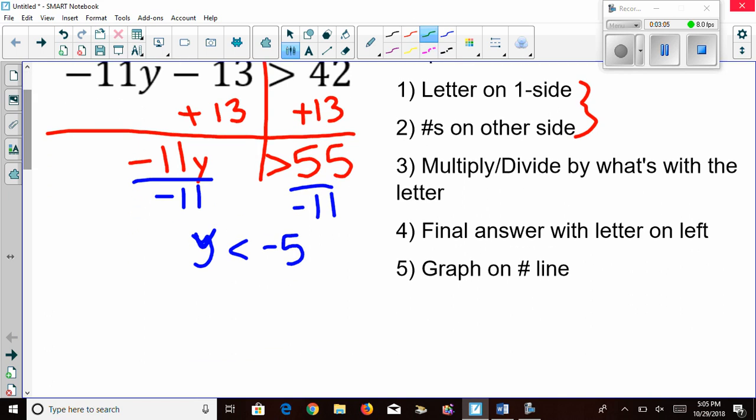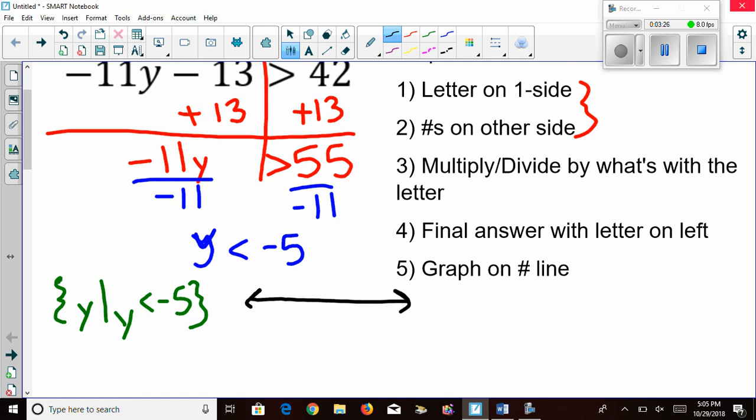First, we have our set builder notation. I use my squiggle bracket to say that my answer is any y as long as y is less than negative 5. And then I can make my number line. Let's start with my negative 5 in the middle, then negative 4, negative 3 to the right. On the left, I need to go as far as negative 7, then I have negative 6. This is for y is less than negative 5.